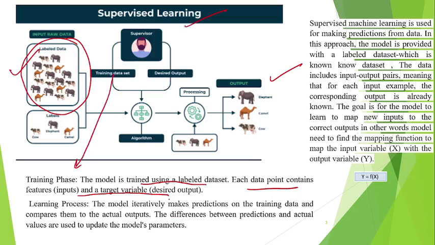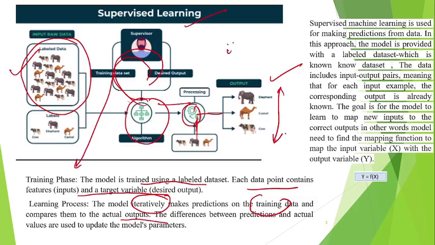The learning process is that the model iteratively makes predictions based on the training data and compares with the output. If it is matched, then fine, you get the desired output. Otherwise, the parameters are updated, and again you train and get the desired output, correct? These are the steps: train, desired output, processing, get the required result. Yes, this is our required output, based on input and output known.